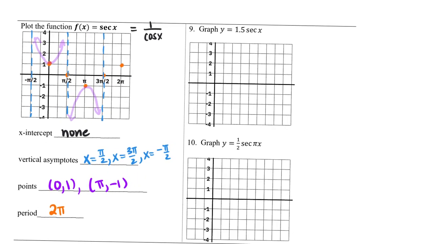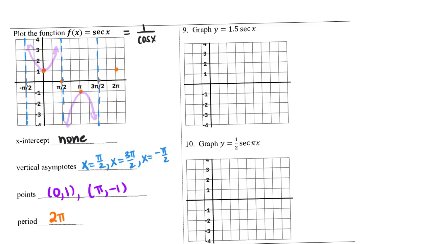Okay, let's just do weird things to secant. Okay, y equals 1.5 secant x. Okay, didn't change the period, so I'm not going to mess with the period. Because this is the reciprocal of cosine, I'm going to pretend like I'm graphing cosine with a magnitude of 1.5. 1.5 is between 1 and 2. 1.5, 0, negative 1.5, 0, back up to 1.5. I'm not graphing cosine though, I'm graphing secant, so reciprocal. Okay, so wherever there's a 0, asymptote.